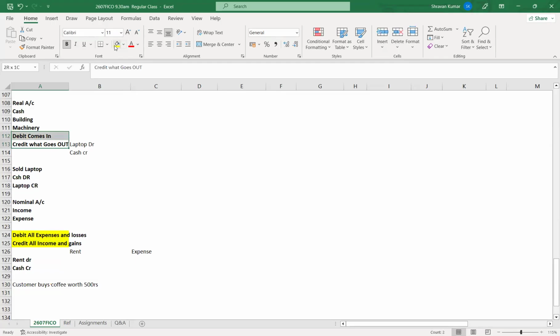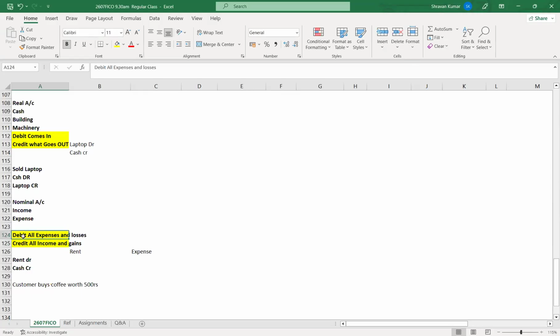Cash account debit, or the person account, customer of 500 worth of debit. So simple, whenever the business earns money, the revenue account is credit and the customer account is debit. Shravan, I think it went to real account, under real account. No, still this coffee is only debit, because coffee worth is debit. Yes. Cash is credit. Correct.